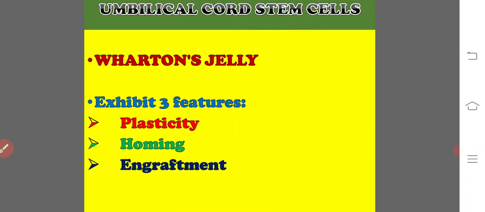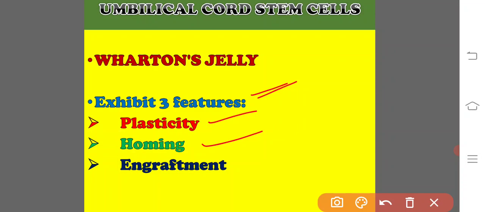Umbilical cord stem cells. Umbilical cord also contains stem cells. They are present in the form of a jelly known as Wharton's jelly. These are less invasive, show greater compatibility, and are less expensive. These exhibit the following three features: plasticity, homing, and engraftment.